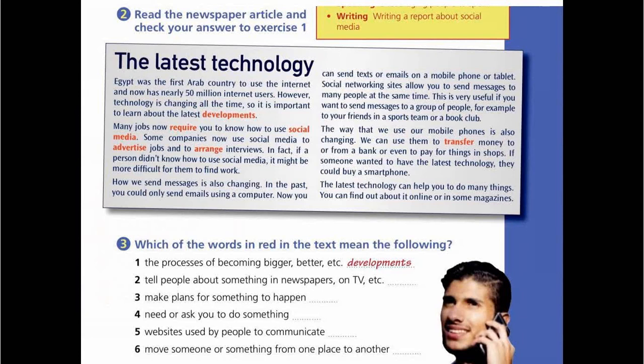In exercise 3, which of the words in red in the text mean the following? Number 1, the process of becoming bigger, better, etc., which means developments. Number 2, tell people about something in newspapers, on TV, etc., which means, yes, advertise. Number 3, make plans for something to happen. It means arrange.